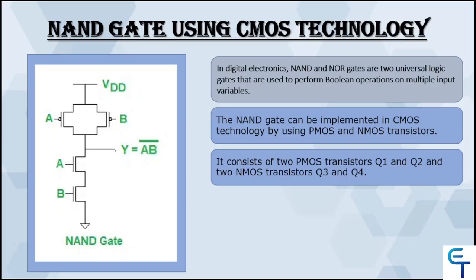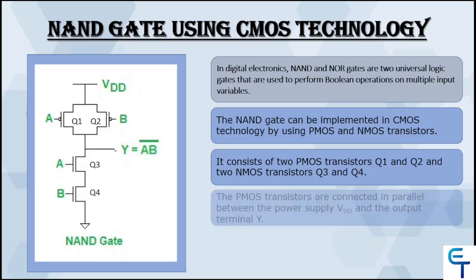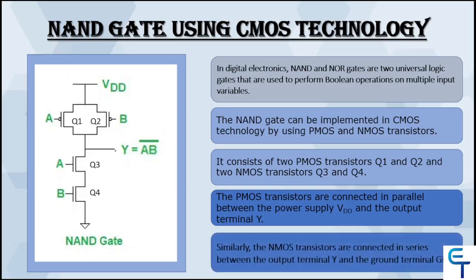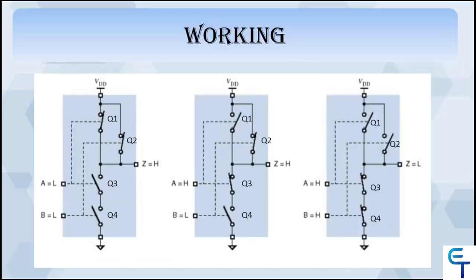It consists of two PMOS transistors Q1 and Q2 and two NMOS transistors Q3 and Q4. The PMOS transistors are connected in parallel between the power supply VDD and the output terminal Y. Similarly, the NMOS transistors are connected in series between the output terminal Y and the ground terminal. Now let us understand the operation of the CMOS NAND gate.